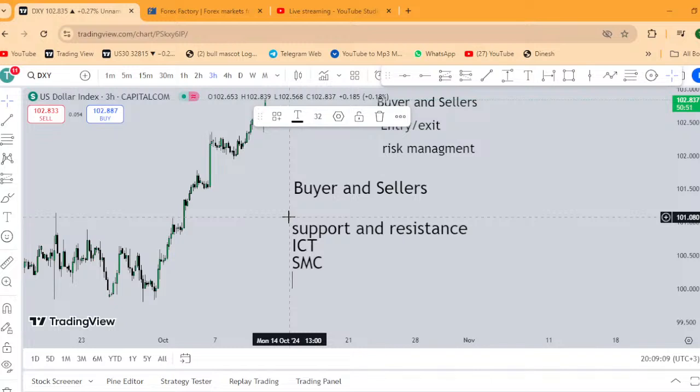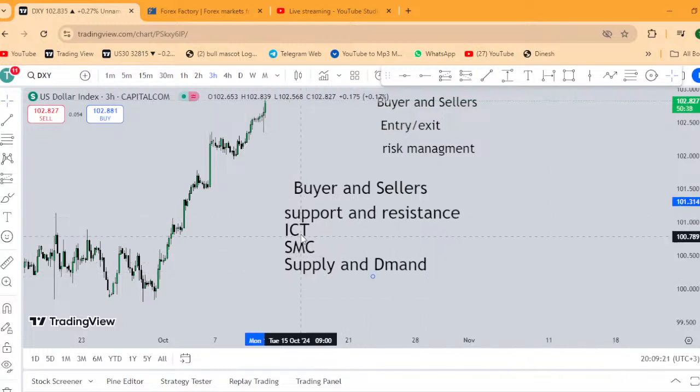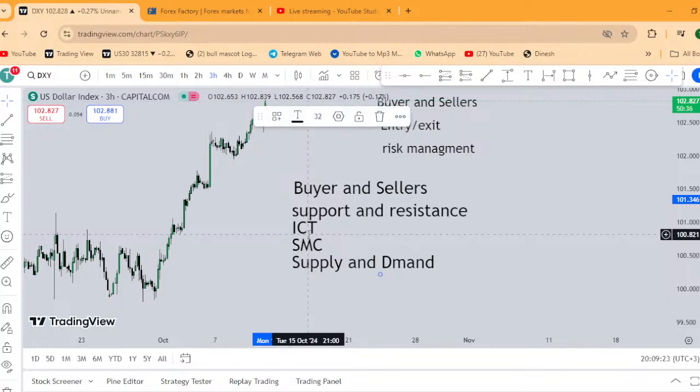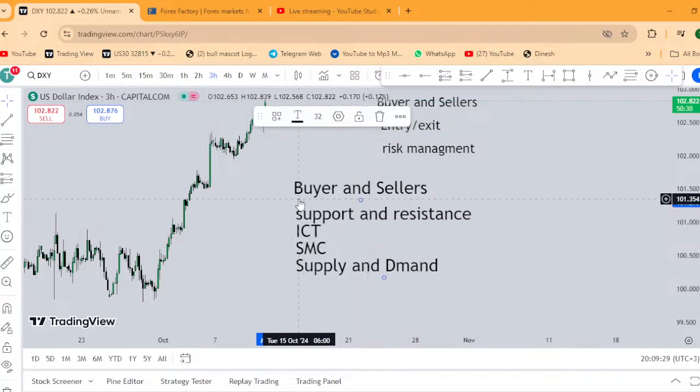Others use supply and demand. So all of these we can call ideologies. Okay, all these are just concepts, but at the end, you are aiming for one thing: when to buy, when to sell. Because all of these are just methods, just concepts.